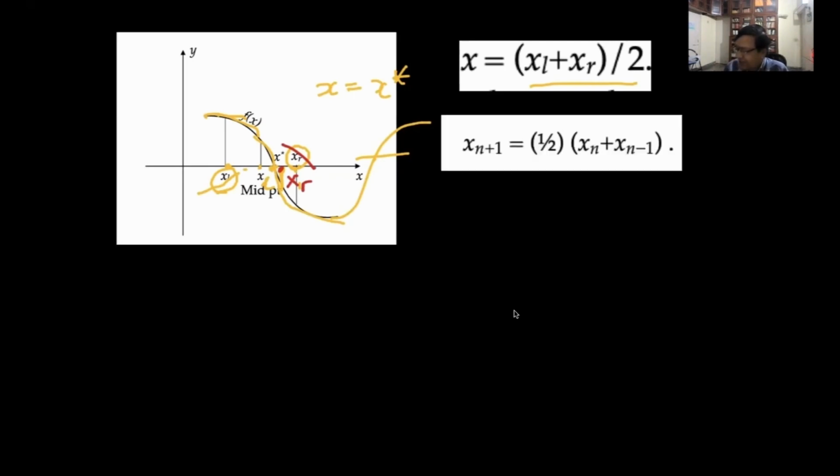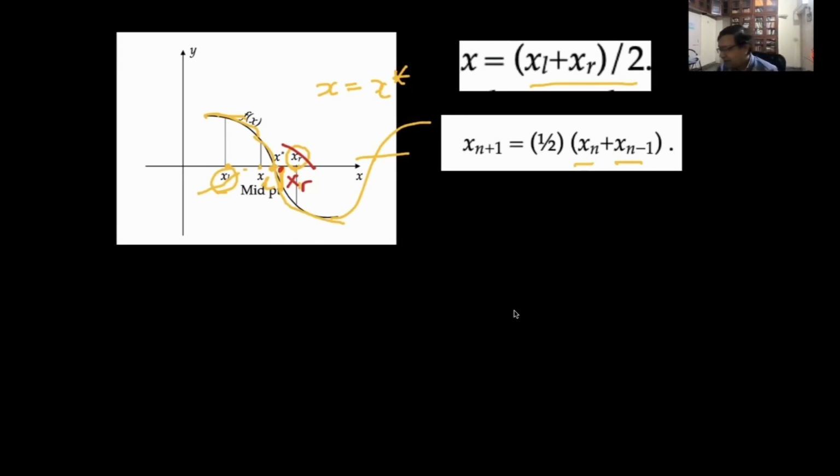So in the nth step, we need to construct an algorithm. We take the two values xn and xn minus 1 and take the average of them. Then you have to knock off the one on whose side xn plus 1 lies. If xn plus 1 is to the right, you replace xR by xn plus 1, or if it is on the left, then xL is replaced by xn plus 1. It becomes a new xL.